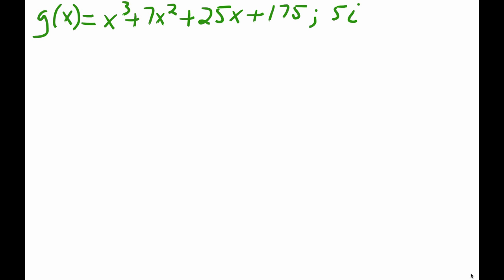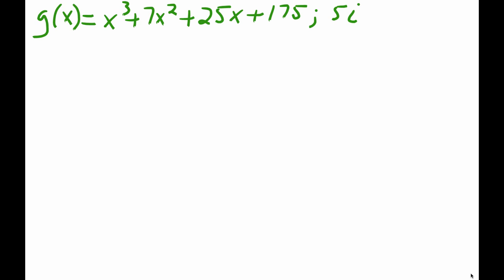All right, we'll go to our next problem here, and we have x cubed plus 7x squared plus 25x plus 175, and one of the zeros is 5i. So this one's going to be a little bit different, so I'm going to go through it. If you need to stop the video, please do. To review over it, go back so you can see what I'm doing on there.